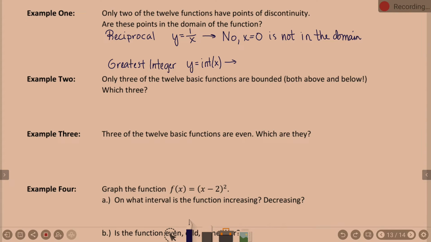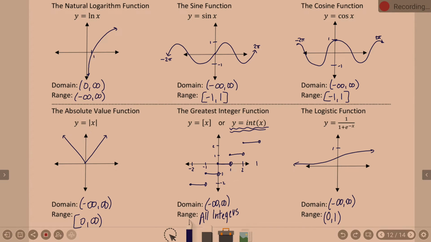Okay. Greatest integer function. Where is it discontinuous? Let's see. It's discontinuous at -1, it doesn't connect. At 0, it doesn't connect. X equals 1 doesn't connect. X equals 2 doesn't connect. So it's discontinuous lots of places, yes? Are those values in the domain? What is my domain? Negative infinity to infinity. So every place is discontinuous. This time, those values are in the domain.